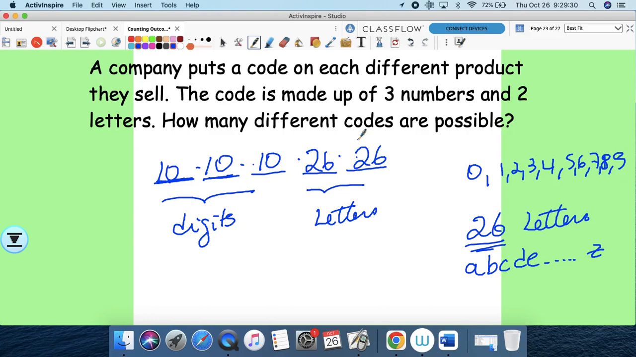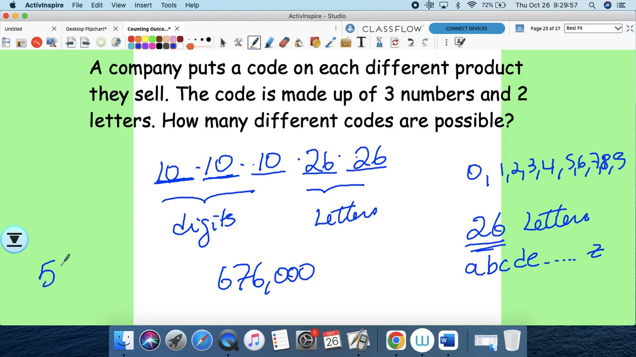you get, well, I wish I could tell you because I have a calculator, I do. So we're going to get 10 times 10 times 10 times 26 times 26. You get 676,000 codes.